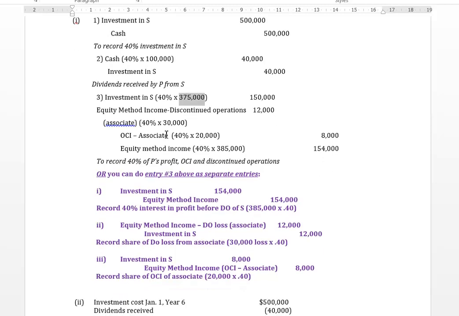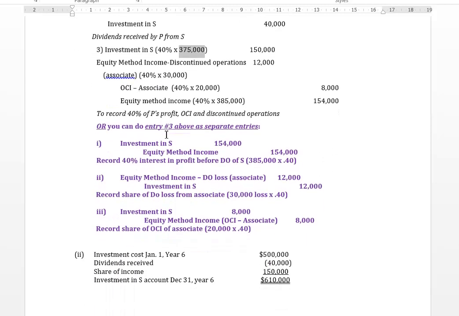Now, if you guys wanted to, and you didn't want to do it as a compound entry, because sometimes that can confuse students too, you can break it up into separate entries. So you can say, well, I'm going to book for P their share of the associate, the investee S, their income before the OCI and before the DO. So that is 385 times 40%. So you're going to debit the investment and credit equity method income. You can do it that way.